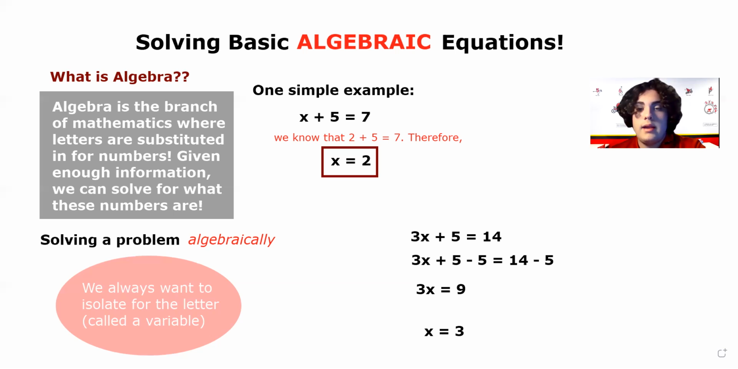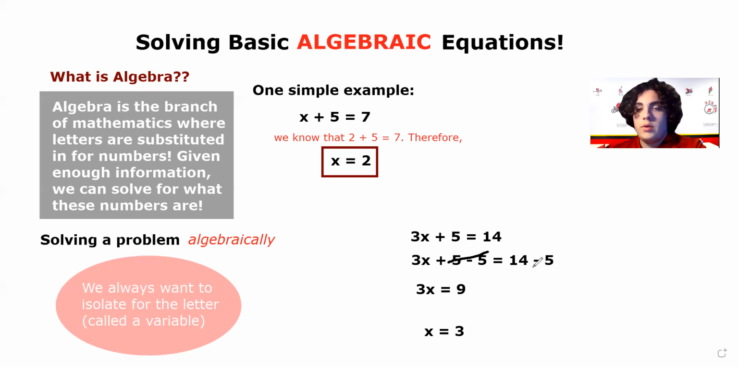The way we can isolate for x is by performing the opposite operation of what is attached to the x. I see that 5 is being added to x, so the opposite of addition is subtraction. By subtracting 5, I will eventually get rid of the 5, because 5 minus 5 is just equal to 0. And so these would really cancel each other out.